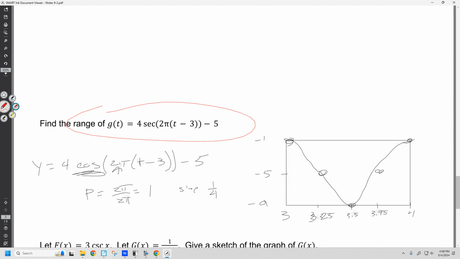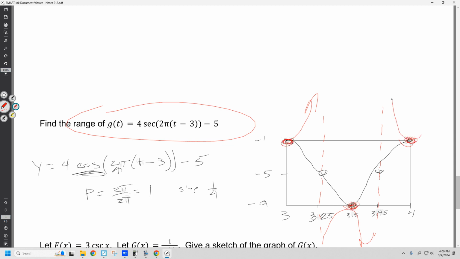Guys, if I'm asking you to graph secant times 4 of 2 pi, t minus 3 minus 5, you start with cosine. Could you take the reciprocal of this graph? Negative 1 stays at negative 1. Negative 9 stays at negative 9. That stays there. The zeros become asymptotes. The fractions will become big numbers, whether they are in the positive or the negative direction.